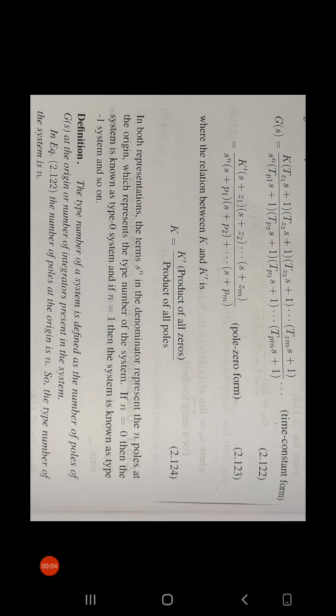Hello student, in this lecture I will discuss types of feedback control system. As we know, the open loop transfer function is G(s)H(s). If H(s) equals 1, then this system is called a unity feedback system.